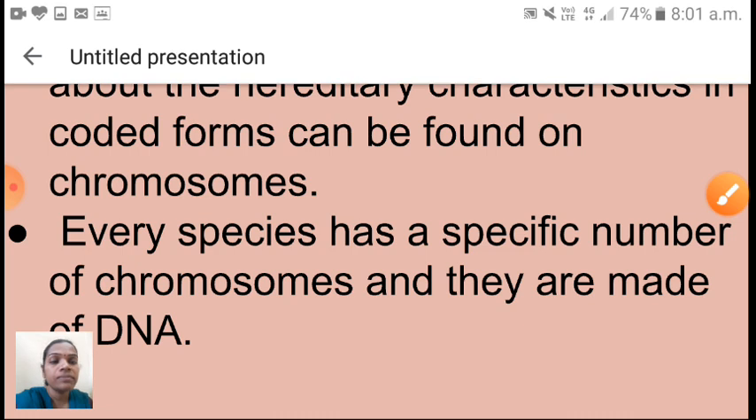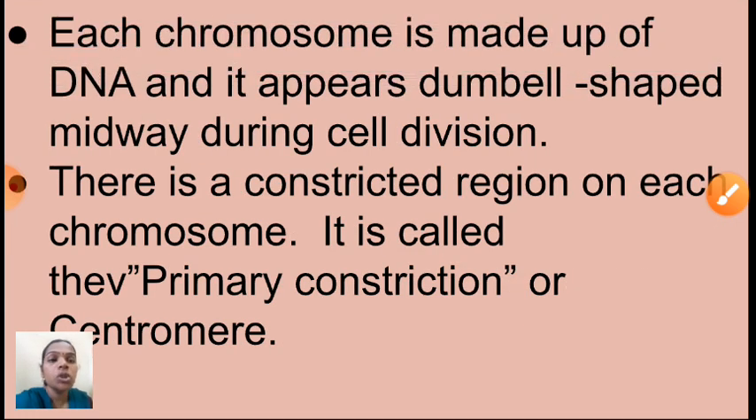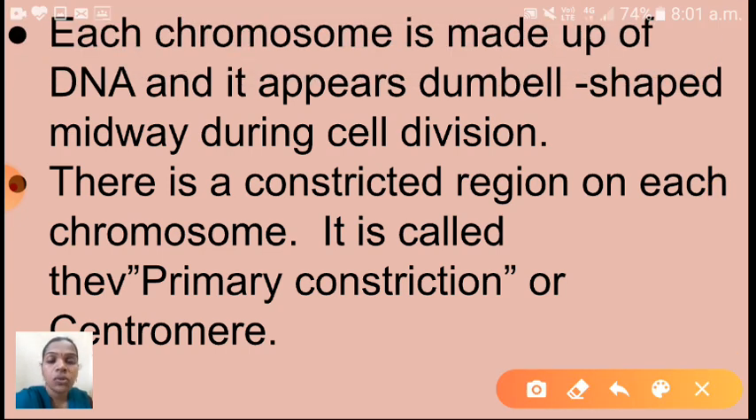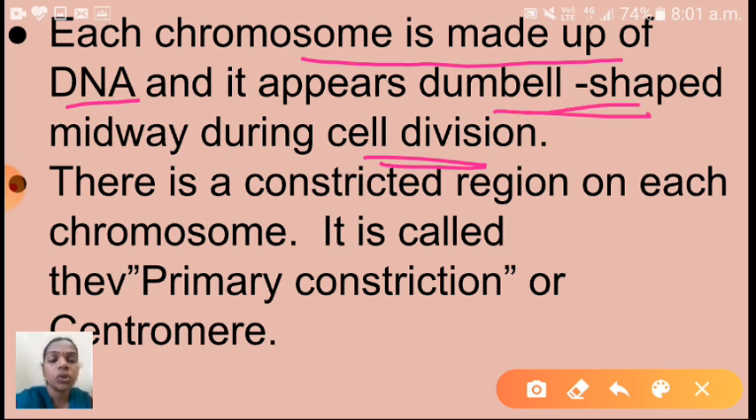Next one is, see here, each chromosome is made up of DNA and it appears dumbbell shaped midway during cell division. Already I told you we can clearly see the chromosome during cell division, isn't it? Each chromosome is made up of DNA, and it appears dumbbell shaped. So during the cell division, the shape of the chromosome is dumbbell shaped.